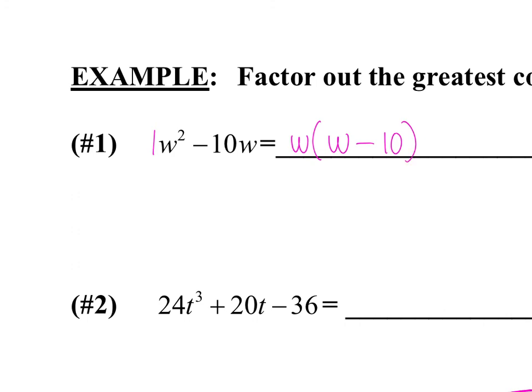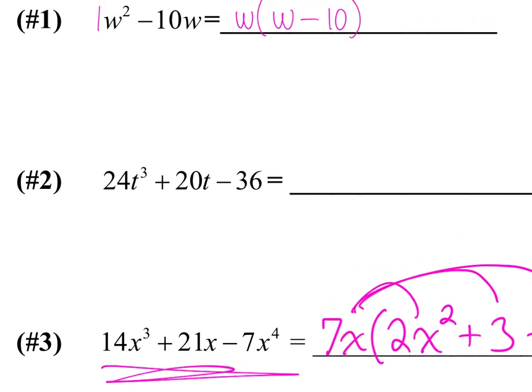All right. How about this one down here? We have 24t to the third plus 20t minus 36. What's the biggest number that goes into all 3 of those numbers? It actually is 4. Now, what's the smallest exponent we can pull out of here? Well, this 36 does not have an exponent over here, so we actually cannot pull out any exponents. We're going to leave it like this.